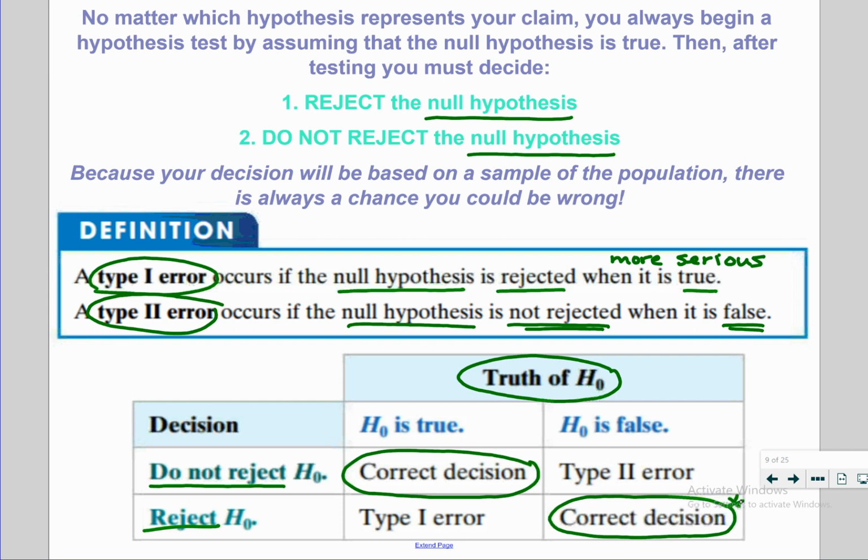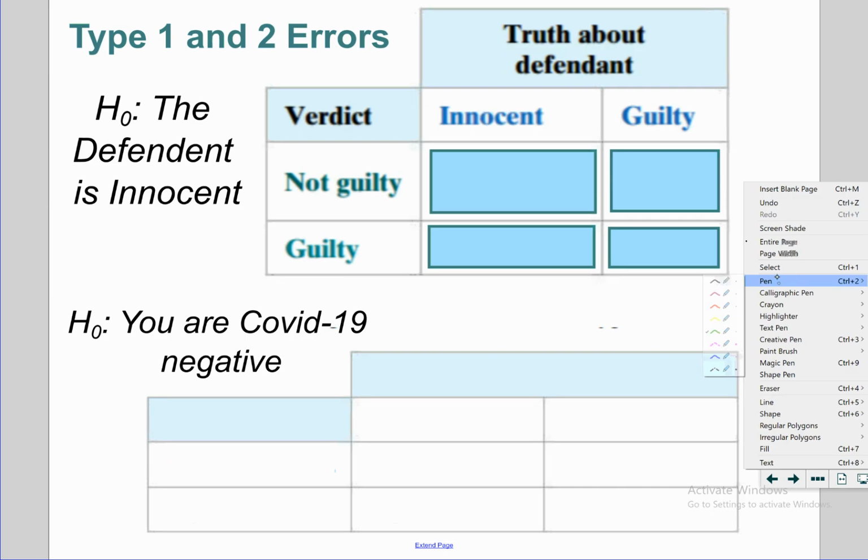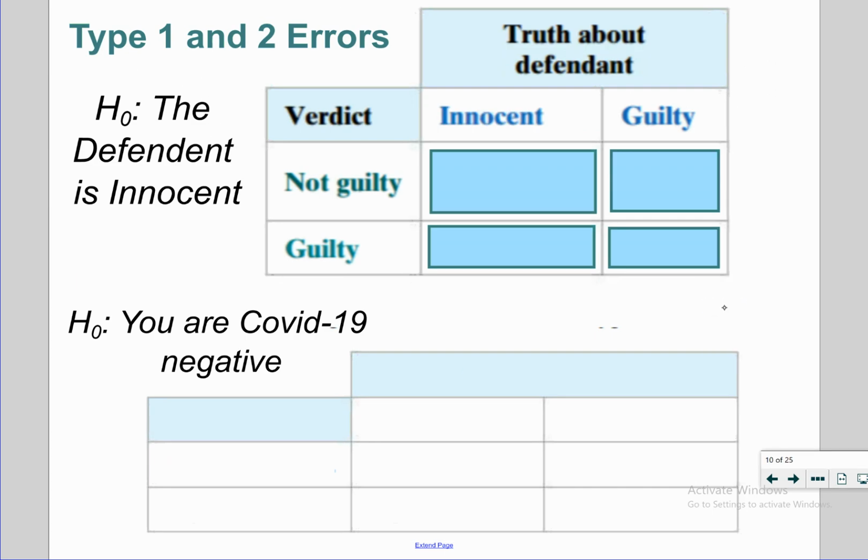And again, you can see based on the definition at the top what these mean. So if the null hypothesis is true and we reject it, that's where we see the type 1 error occur. And if the null hypothesis is false and we do not reject it, that's where we see that type 2 error occur. All right, so in the next slide, we've got some examples of common real-life situations where we see type 1 and type 2 errors occur.